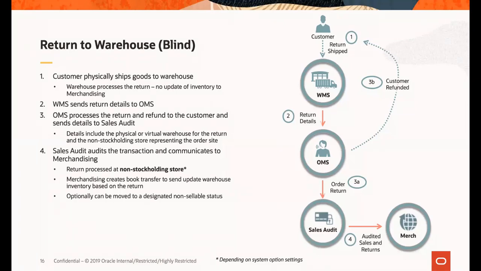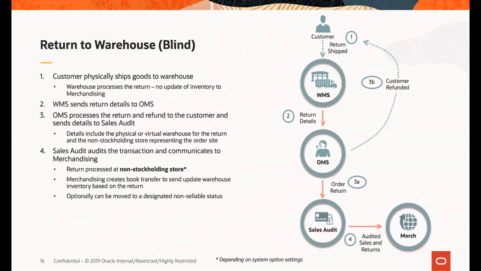In this case, the customer is just going to send their return back to the warehouse without pre-notifying the retailer that it's coming, using the paperwork they would have gotten with the order. The warehouse would process the return and then send the details of the return to order management. But at this point in time, there isn't actually an update to merchandising based on that warehouse return. I think this is an important point to call out: whatever transaction is happening in the warehouse does not get communicated to RMS at this point.